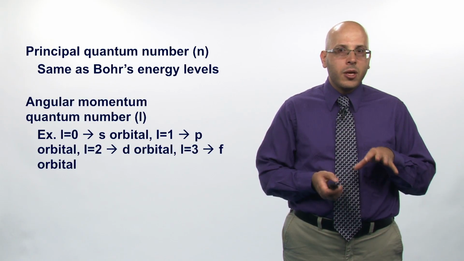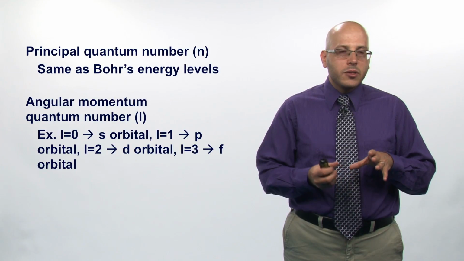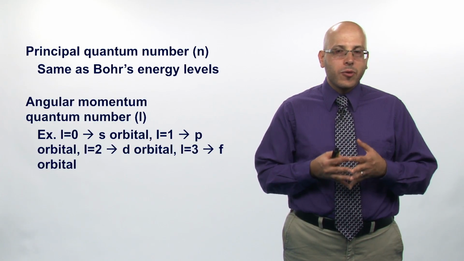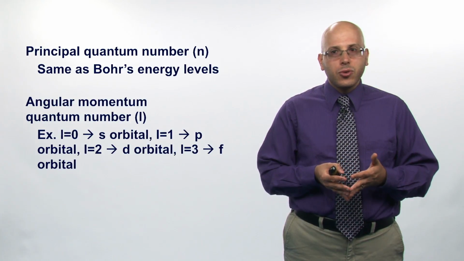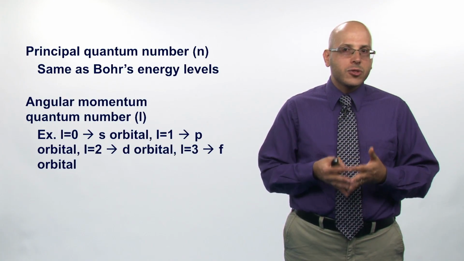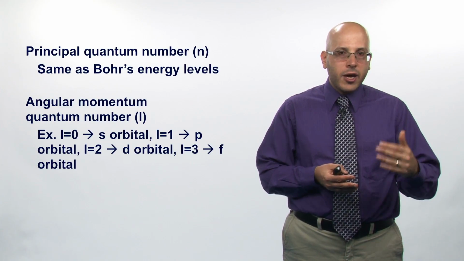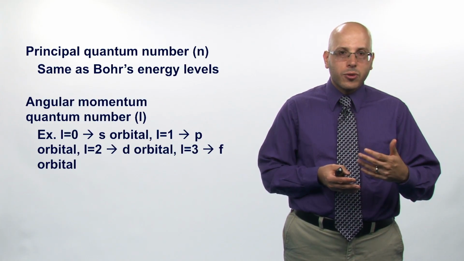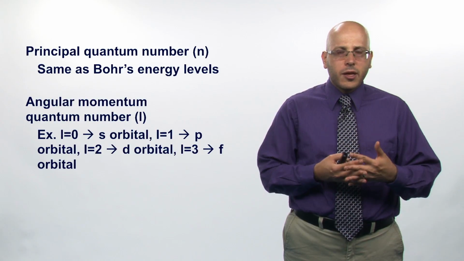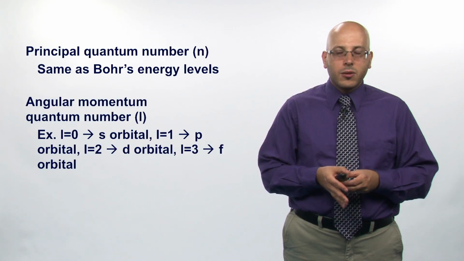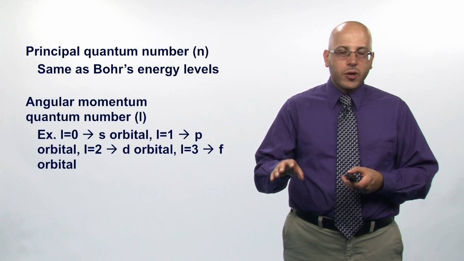Okay, so for example, if L is equal to 0, this is what we call an s orbital. Or if L is equal to 1, this is what we call a p orbital. If L equals 2, this is a d orbital. And if L equals 3, this is an f orbital. There actually are other orbitals after f, like g and h, and they just go in alphabetical order. But nothing that you find in the periodic table actually has these present, so we don't really worry about them. Okay. The other name for an orbital, by the way, is a subshell.